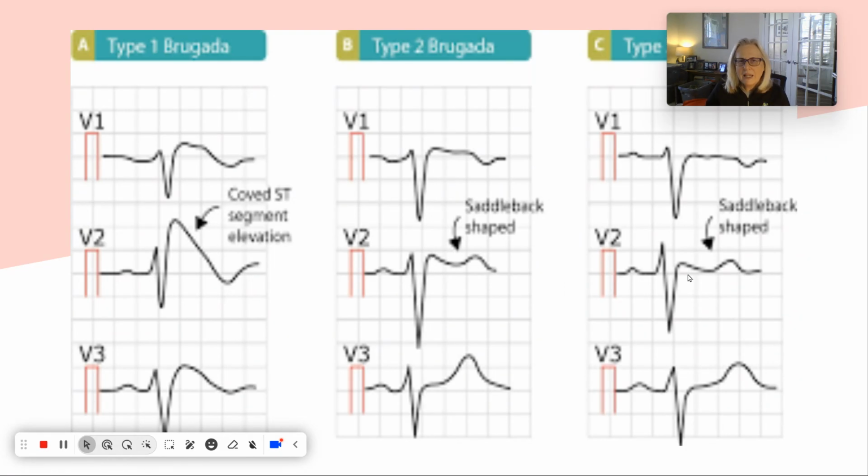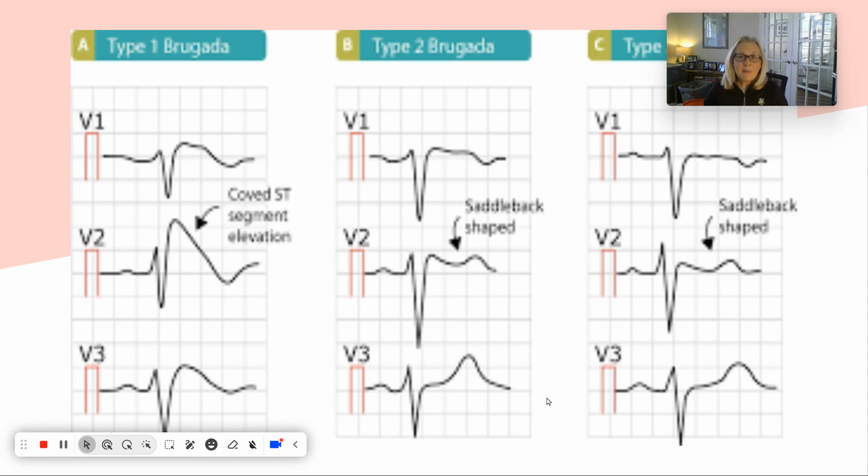Very odd looking. His looks just like this one. He's type 2. So it comes up and slopes down into the T wave. So saddlebag means the ST segment scoops down and comes back into the T wave. It starts up high, scoops, and goes into the T wave. So this is called Brugada.